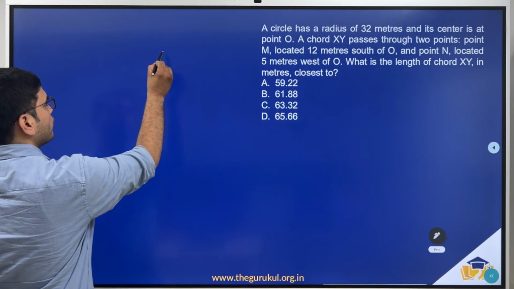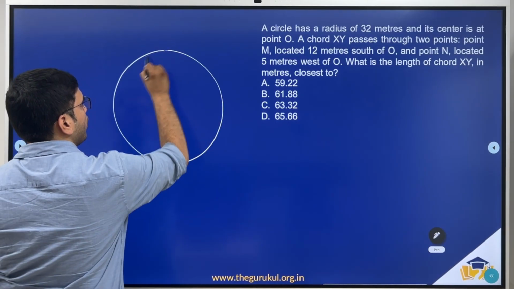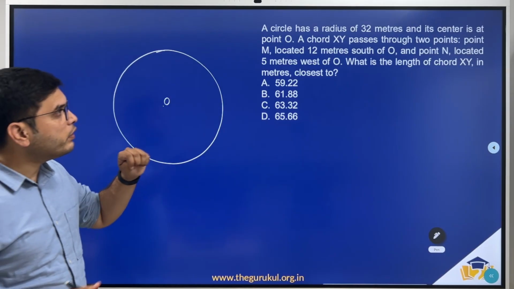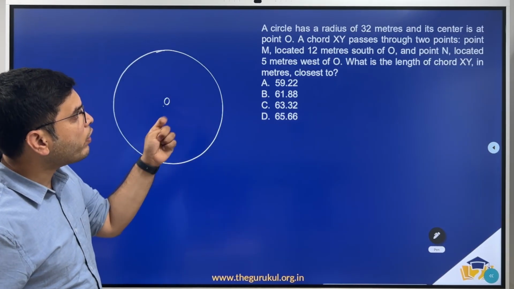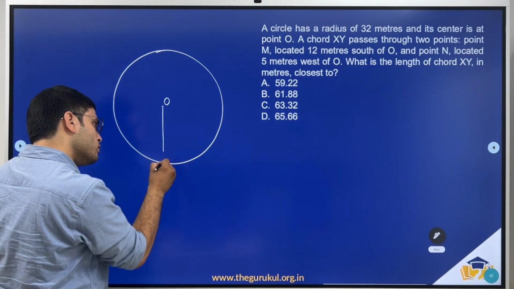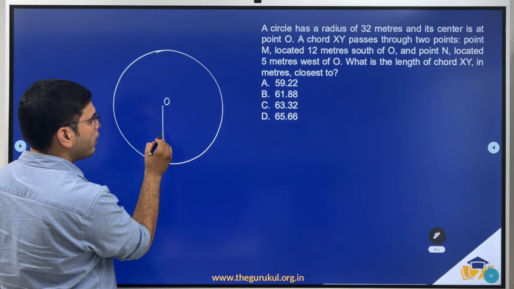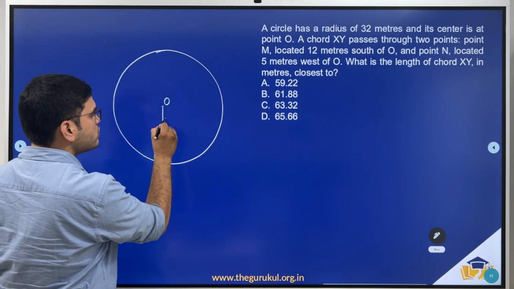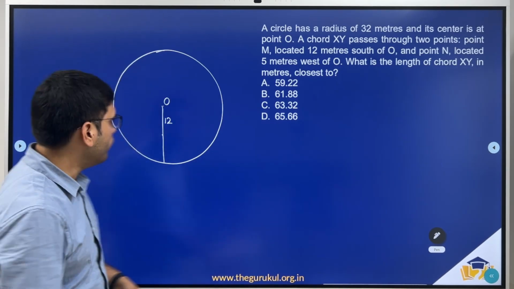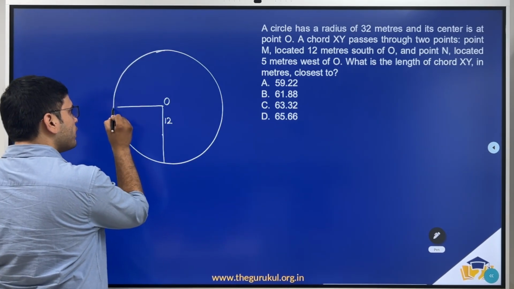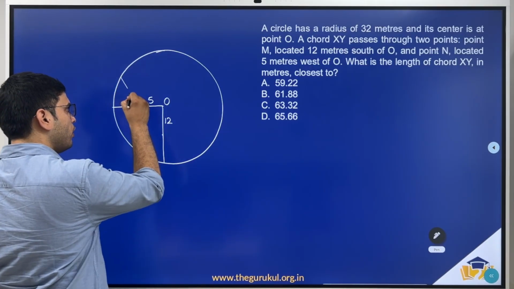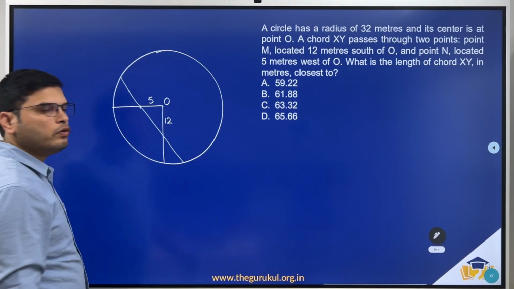Right, so we have a circle, let that center be O, right? And the radius is given to be 32 meters, and a chord XY passes through 2 points, point M located 12 meters to the south of O. Now let me consider this to be the south direction, and the distance between M and O is 12 meters. Similarly, point N is located 5 meters to the west of O. Right, so if this is south, this becomes west. Right, 5, and we have chord XY passing through these 2 points.